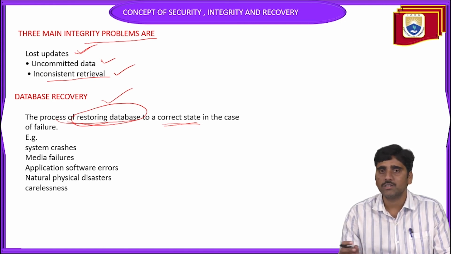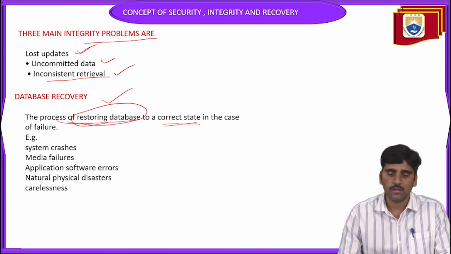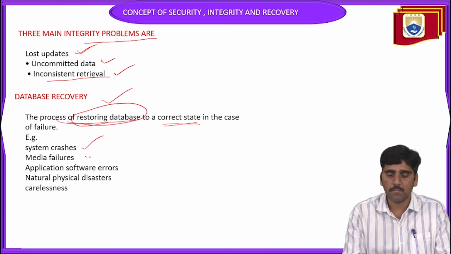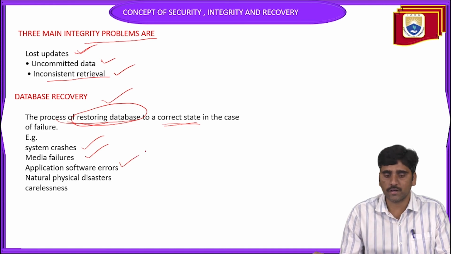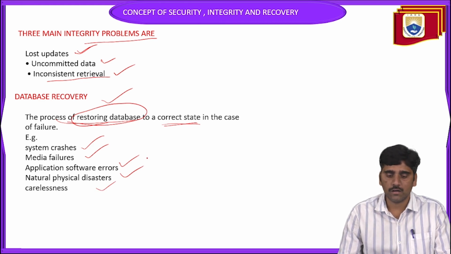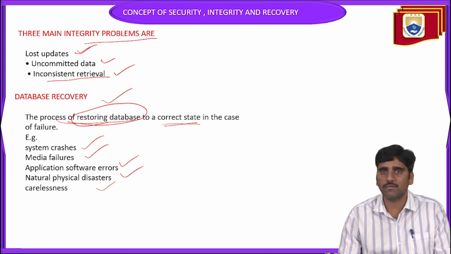They have some timing constraints only, and the problems will occur with the help of system crashes. The data is going to be lost because of system crashes, media failures, application software errors, natural physical disasters, and carelessness. These are some of the reasons we lose our data.